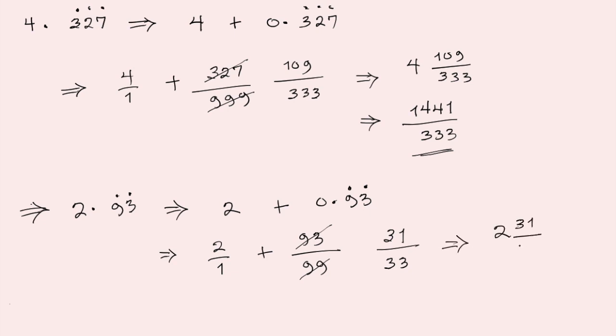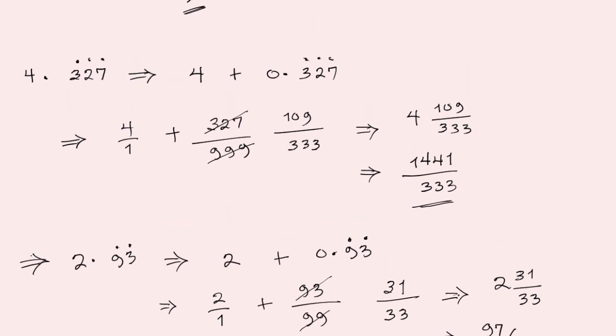So we have 231 over 33. To convert this into an improper fraction, that will be 33 multiplied by 2 plus 31 to give us the numerator, and that's going to be 33 multiplied by 2 is 66. 66 plus 31 is 97. So 97 divided by 33, and that's our answer.